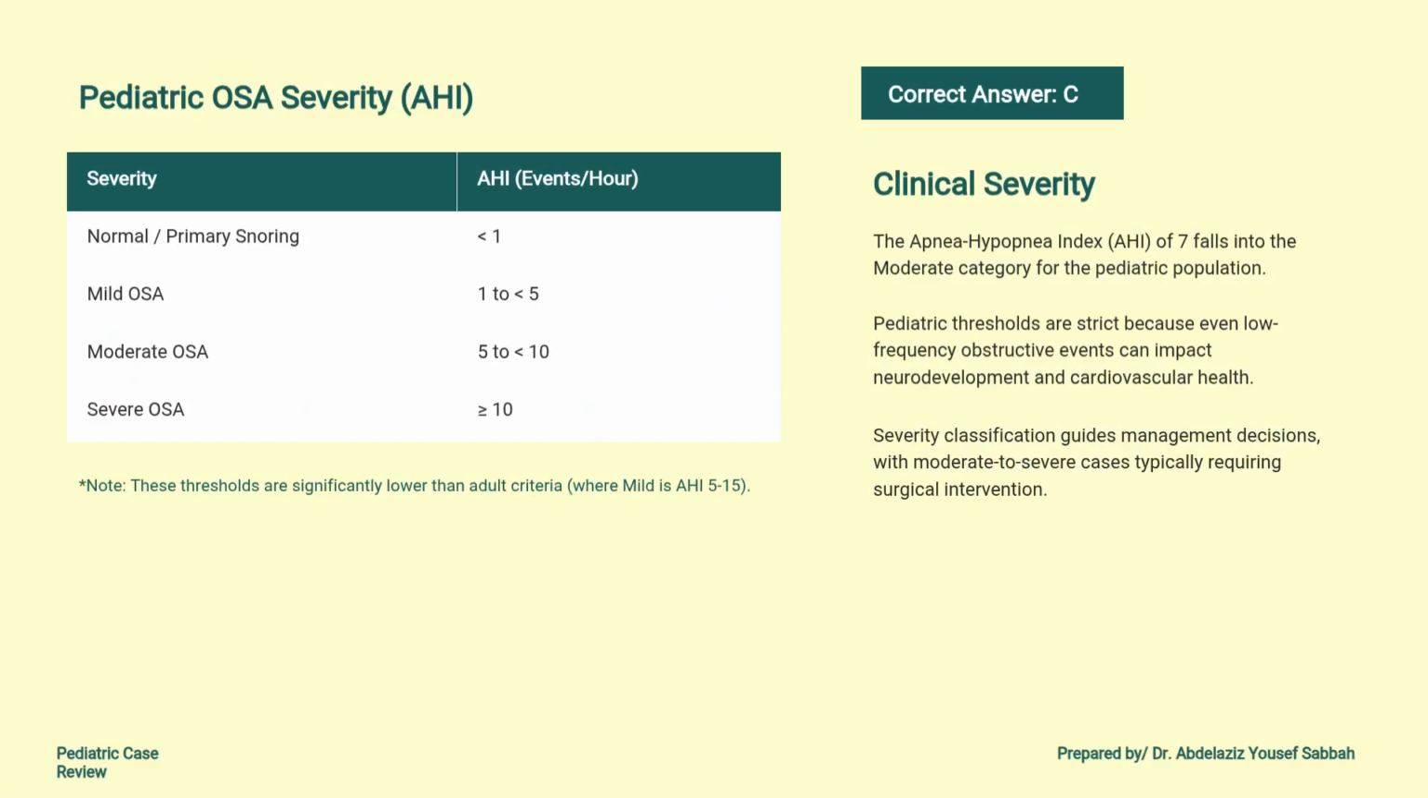The correct answer is option C, moderate obstructive sleep apnea. In children, the apnea-hypopnea index thresholds are much stricter than in adults. An index of less than 1 event per hour is considered normal or primary snoring. An index of 1 to less than 5 events per hour is mild. An index of 5 to less than 10 events per hour is moderate. An index of 10 or more events per hour is severe. An index of 7 therefore falls clearly into the moderate category.